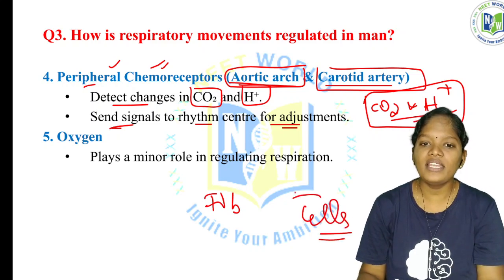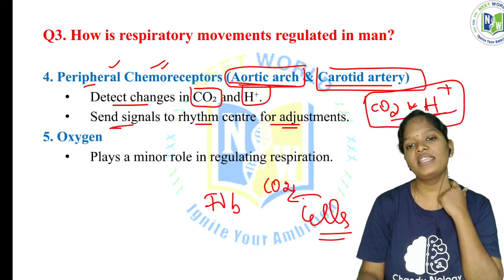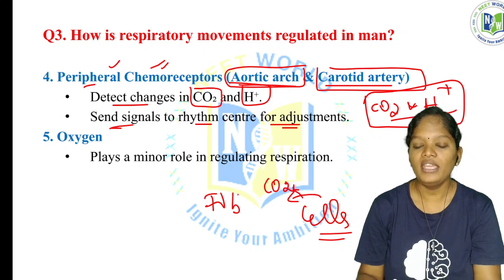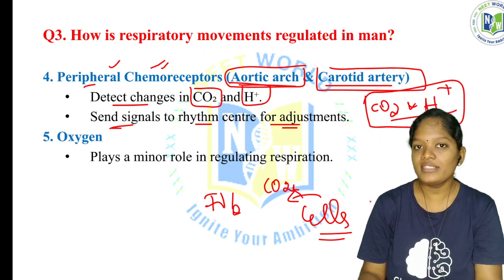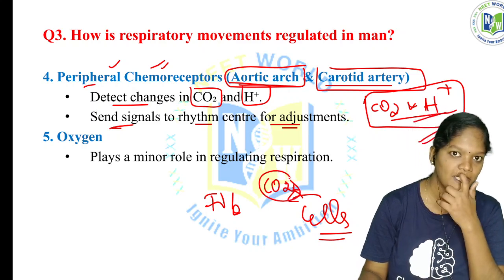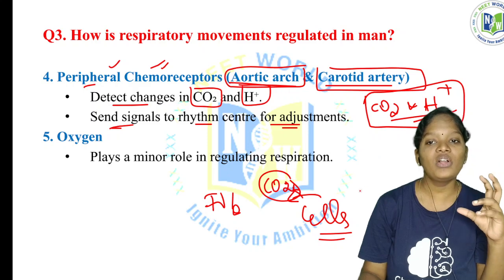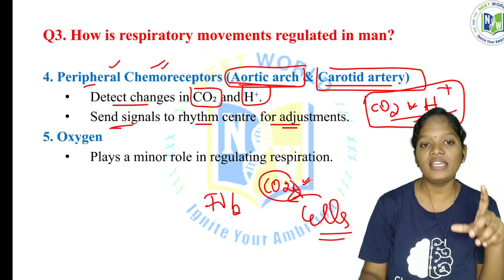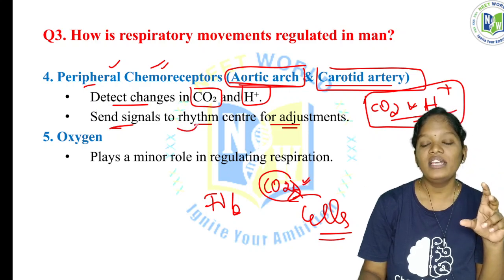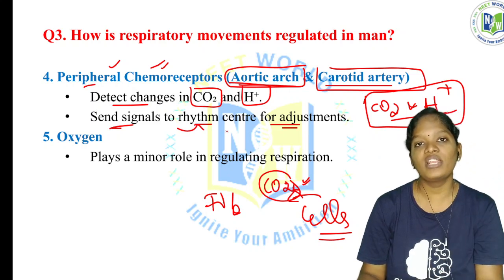See, in the cells there is a removal of carbon dioxide. All the cells in our body, as a result of metabolism, remove carbon dioxide. Whenever the partial pressure or concentration of carbon dioxide is higher, these areas send signals to the rhythm center for adjustments, which is present in the medulla.